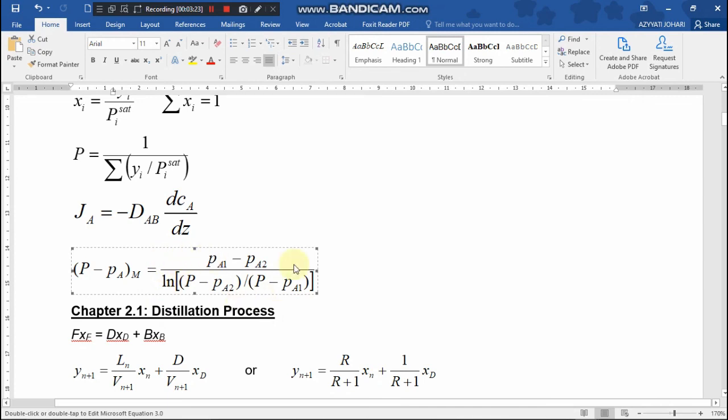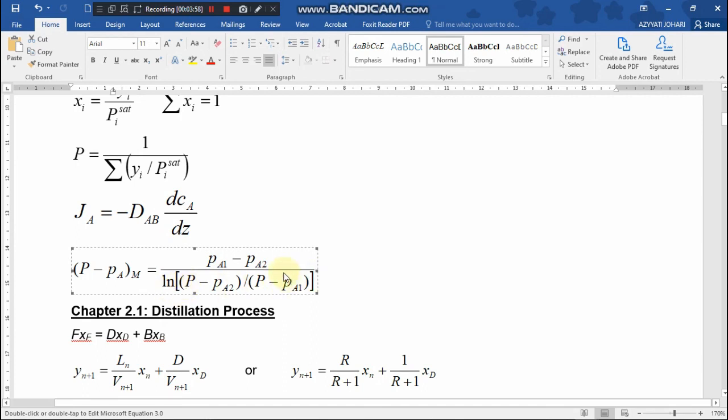Okay, rewrite this equation on your paper, and then solve this equation first, which is you need to substitute all of the values inside the PA1 minus PA2 over ln of (pressure total minus PA2) divided by (pressure total minus PA1). Okay, don't forget to put the brackets in the calculator, because if you do not put the brackets in properly, your calculation may result in the wrong value.